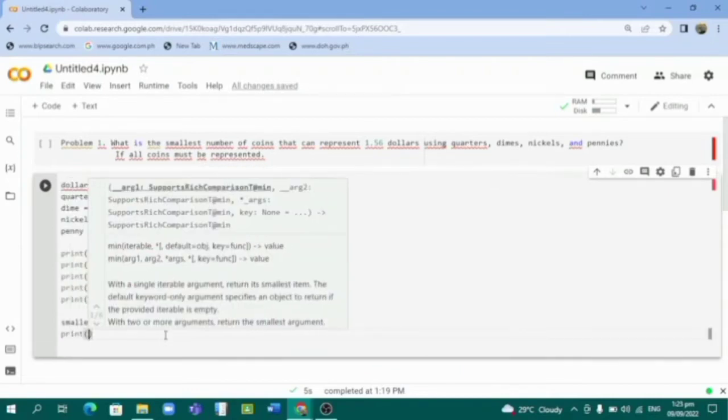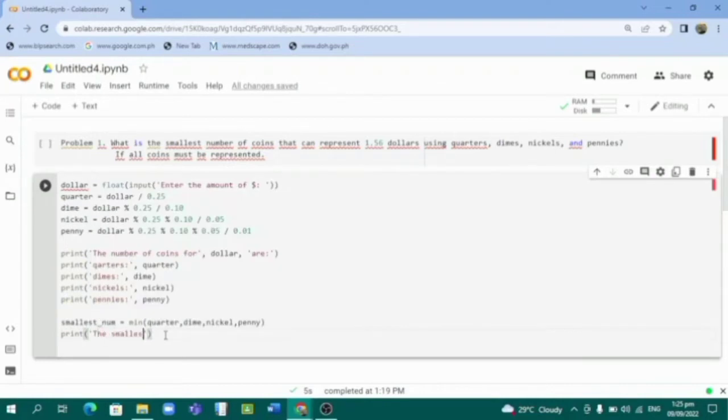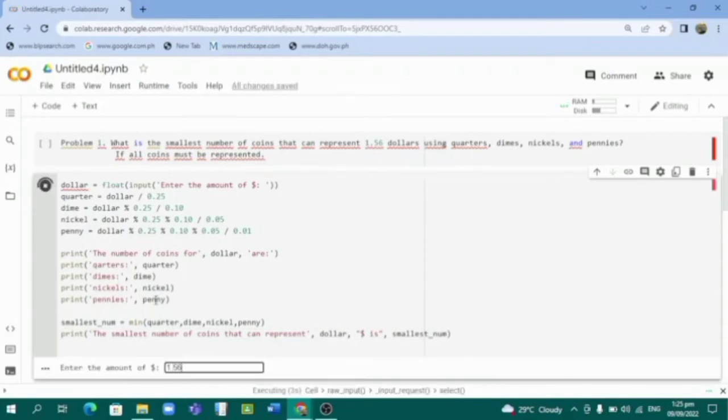And print it. Print, quotation mark, smallest number of coins to represent, comma, dollar, then comma again, quotation mark, dollar sign is, comma again, then smallest num. Then second row. Put here 1.56, enter.